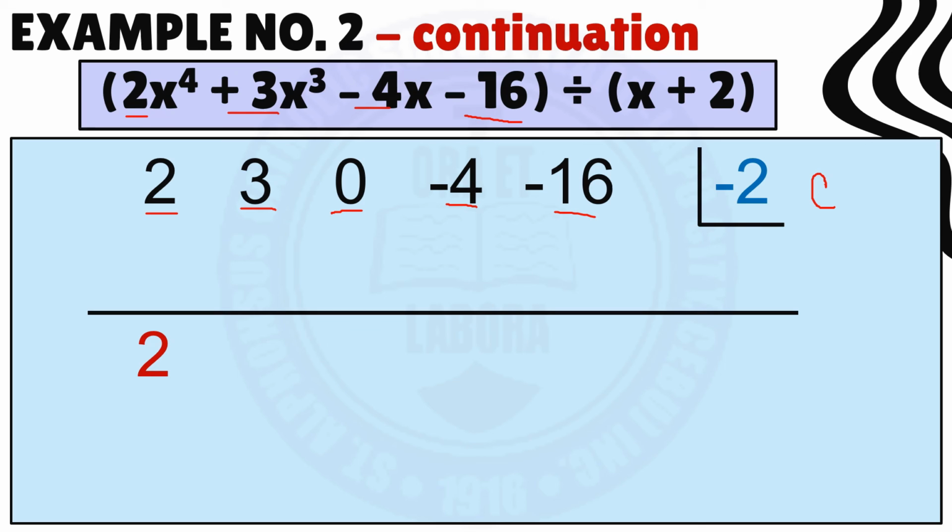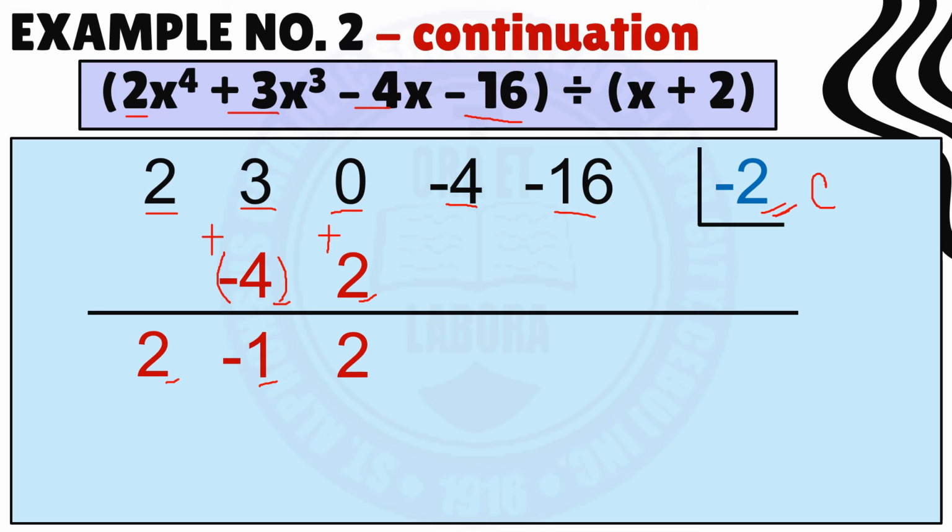Bring down or copy 2. Then 2 times c or 2 times negative 2, that gives you negative 4. So meaning to say 3 plus negative 4, the result is equal to negative 1. From negative 1, multiply it again with negative 2 and place your answer here. So that gives you positive 2. So 0 plus 2, it gives you positive 2.